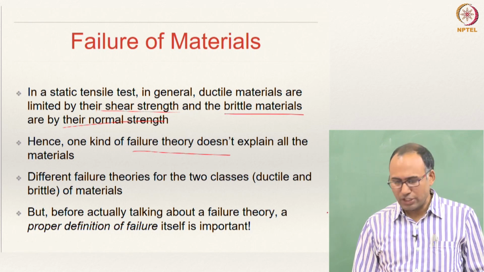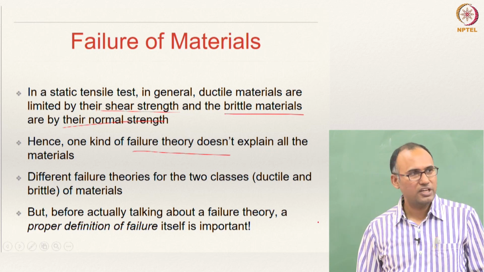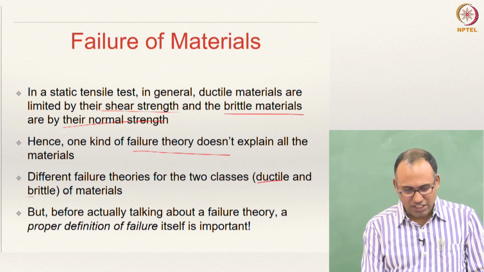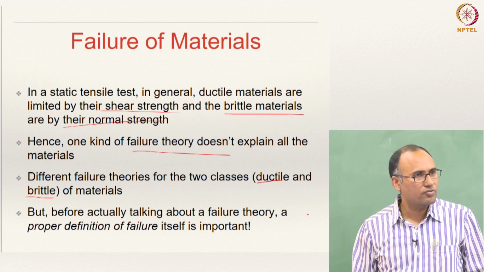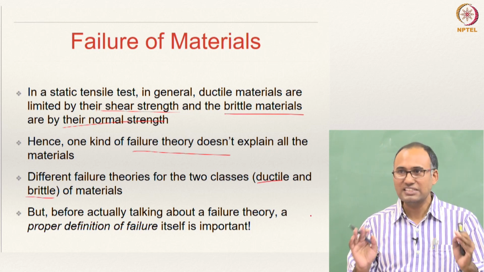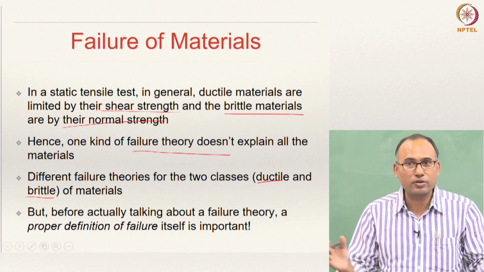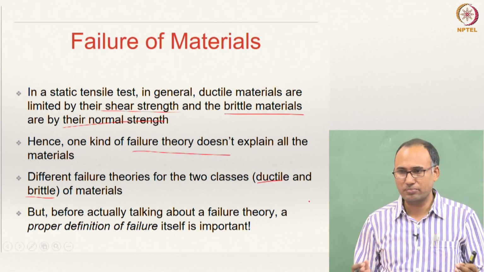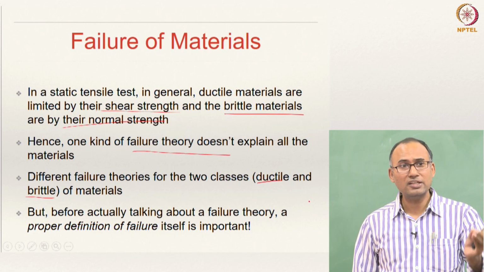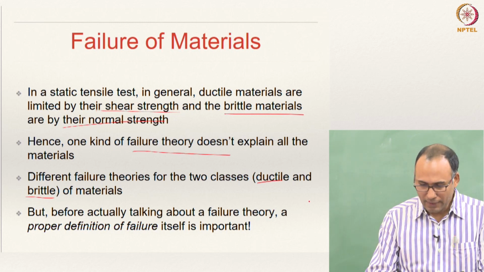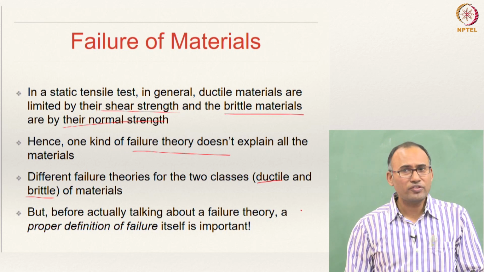So, you basically need to have two classes of failure theories, at least: one for a class of ductile materials, and another for a class of brittle materials. Okay, that is the key thing to understand, why we cannot have the same failure theory for both ductile and brittle materials, because the mechanisms themselves are different and the way that we are characterizing failure itself is different in both the materials.